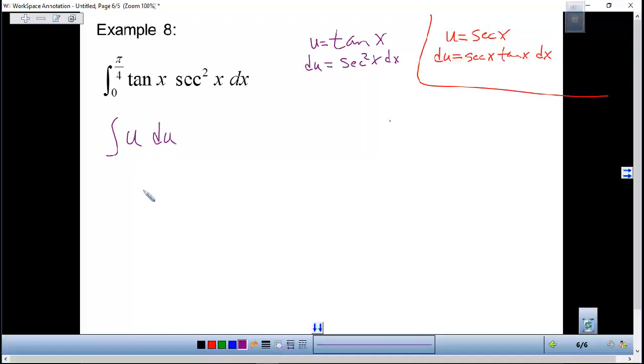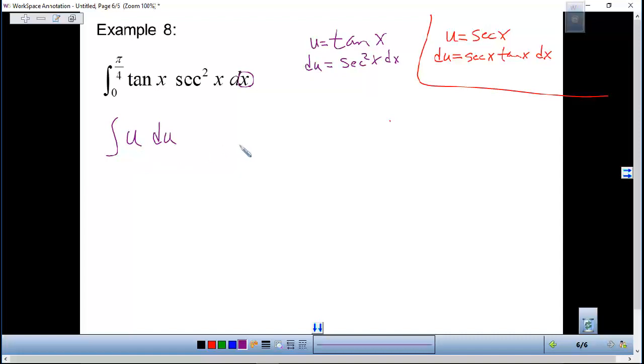All right, now right here is where we have to stop and think. When we talk about this upper and lower bound here, what variable is 0 and pi over 4 based off of? Well, they're based off of this variable right here, because that's what you're integrating with respect to. So 0 and pi over 4 are given to us in terms of x. We can't write 0 and pi over 4 here because this is now an integral in terms of u.